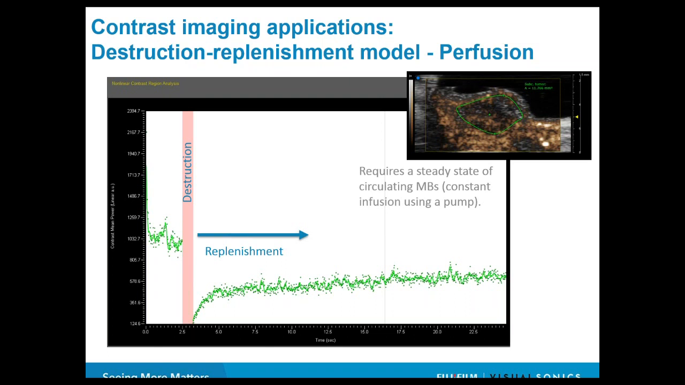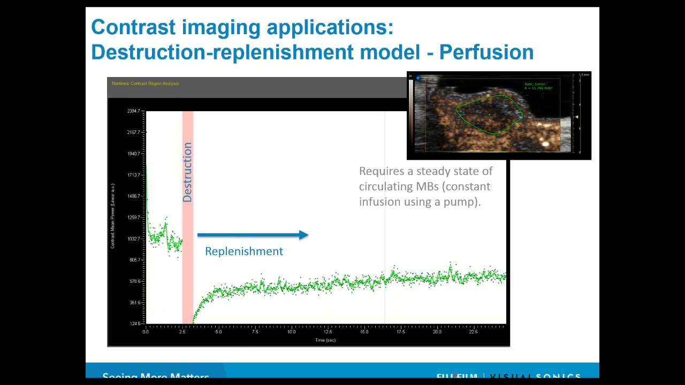One thing to note here is that if you want to do a destruction replenishment model, it's required to have a steady state of circulating microbubbles. If the concentration of the microbubbles changes all the time while you're doing this imaging, then your data won't be consistent, won't be good. So this is something to point out here.